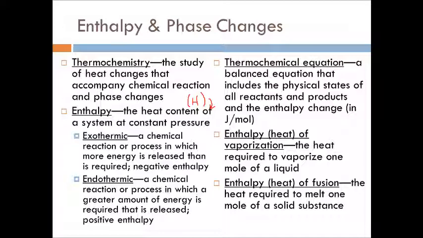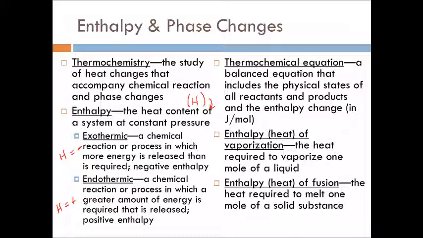If it's exothermic, H is negative. That means releasing heat. If it's endothermic, H, or the enthalpy, is positive. Important to know those. A thermochemical equation is going to show the amount of heat released or gained. Sorry, I forgot to mention this, but endothermic is when you gain heat, you put heat in.